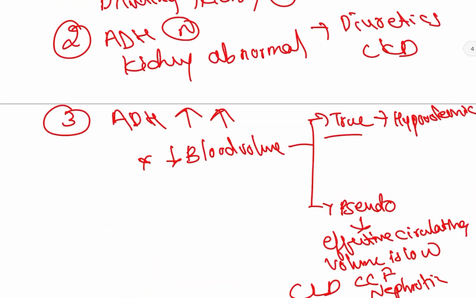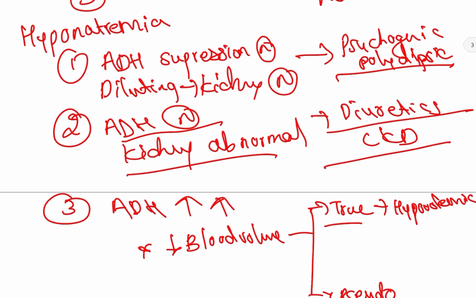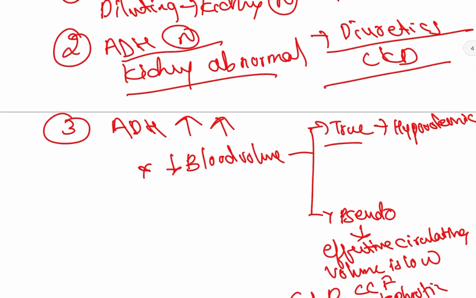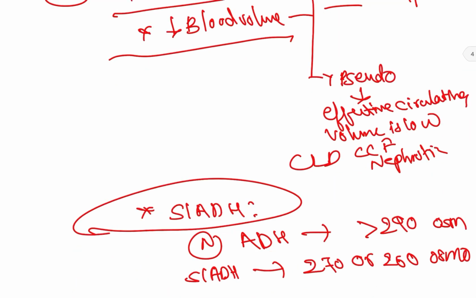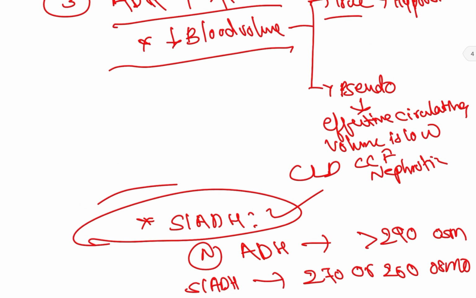So, in general, hyponatremia is possible when both ADH and kidney are normal, that is in psychogenic polydipsia; or when ADH is normal but the kidney is abnormal, that is when the patient is on diuretics or in CKD; or ADH excess due to decreased blood volume, which may be true or pseudo, that is in congestive cardiac failure, chronic liver disease or nephrotic syndrome; or inappropriate secretion of ADH inappropriate to osmolality, that is SIADH. So this is how hyponatremia occurs.